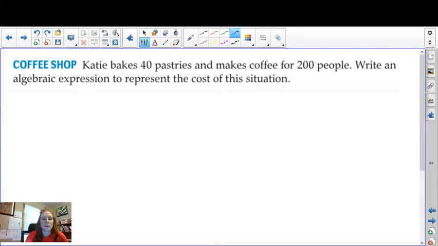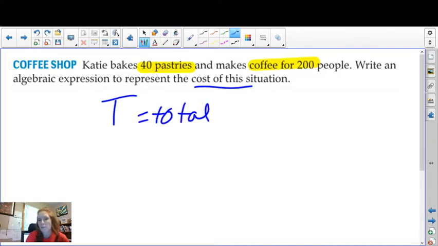All right, Katie bakes 40 pastries and makes coffee for 200 people. Write an algebraic expression to represent the cost of the situation. And I meant to underline. So cost, what's important? Probably the pastries and the people. Oops, those are the same letters. So what else could I do? What about coffee? Oh man, that represents my C too. Well, at this point that's okay, because I could use a T for total, because that's another word for cost. I don't want to use the same letter too many times, because then I'll get really confused. So I'm going to let T be the total. Let's say P be the pastry price.